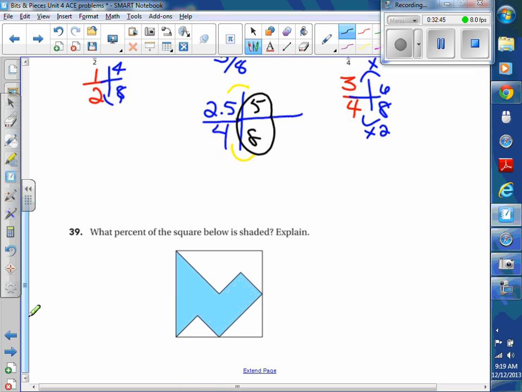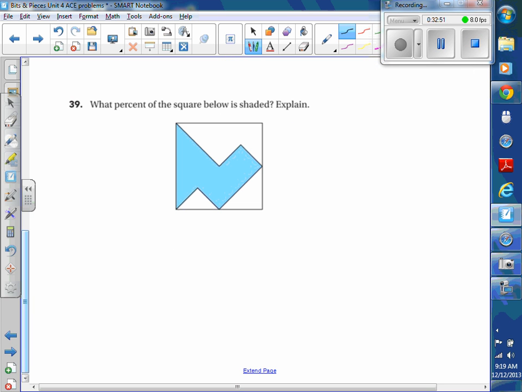Did anybody end up getting this? Did you guys figure it out? Zoe, what did you figure out? It's kind of hard to explain. Tell me your percentage or your fraction. 8/10. So that would be 80/100ths. What percent is that?